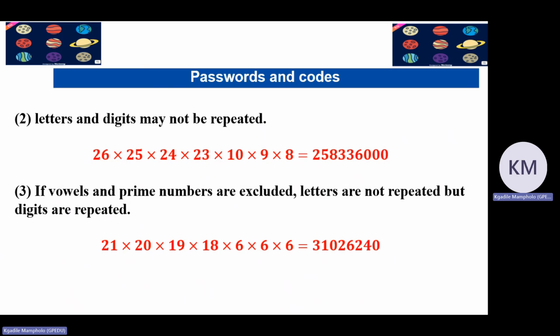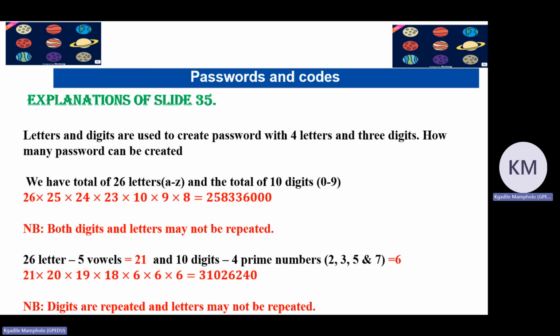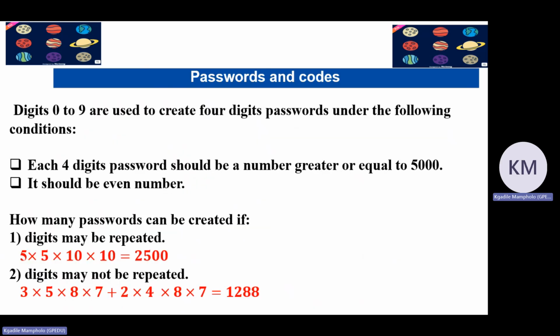Then you'll have 31,226,240 possible passwords or codes that can be created out of these characters. Here is the explanation, as I said. Now, here, digits 0 to 9 are used to create a 4-digit password under the following conditions.